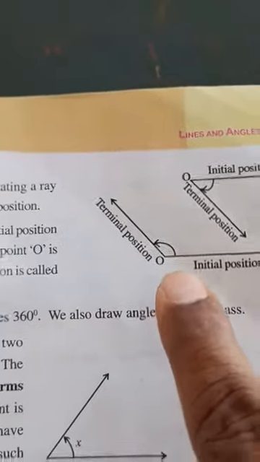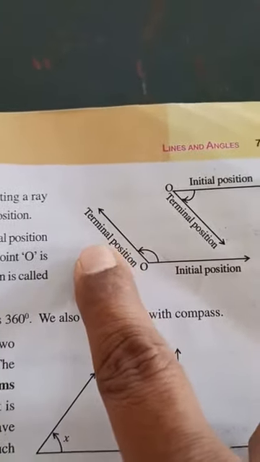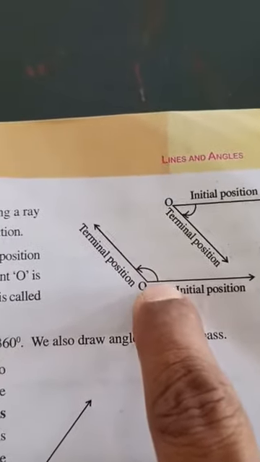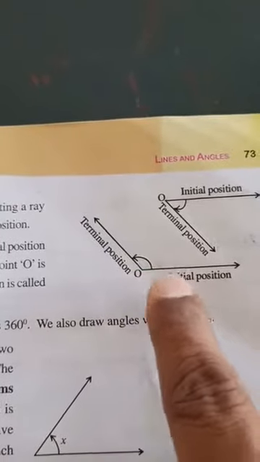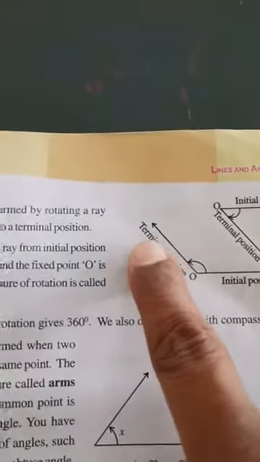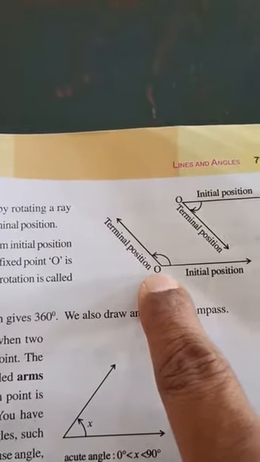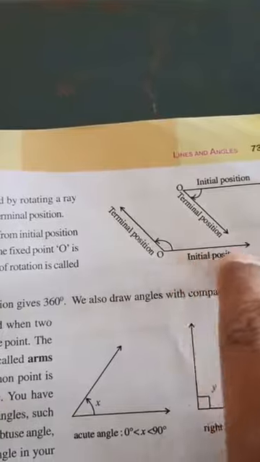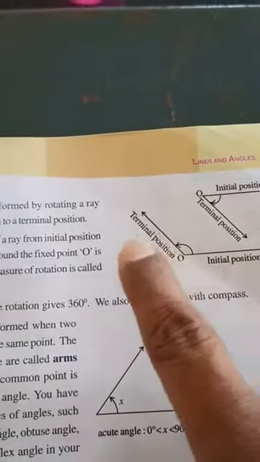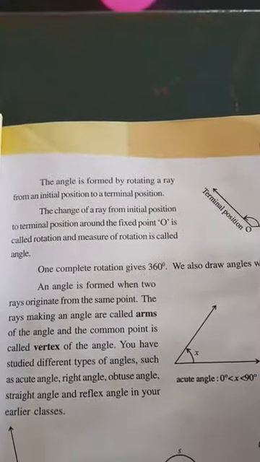So when a ray rotates from the initial position to the terminal position, the amount of rotation is called angle. This is called the initial position, this is called the terminal position, this is called the vertex of the angle, and we can say these two are arms of the angle.